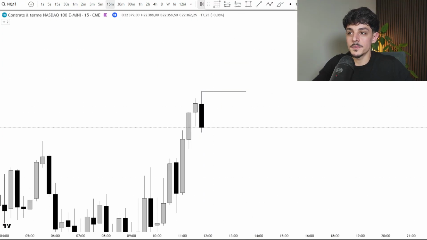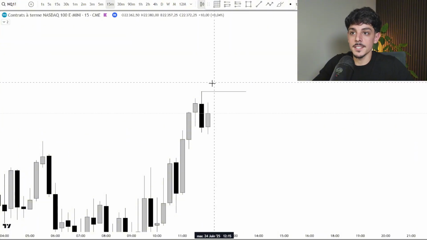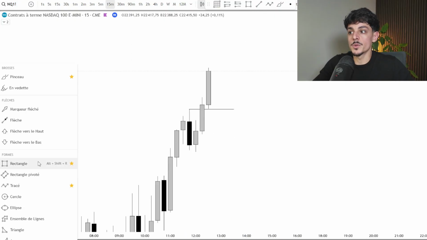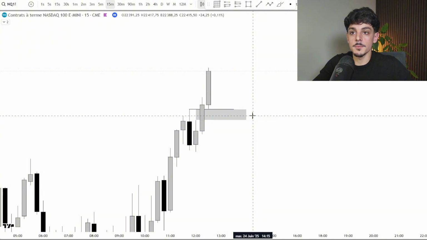Right here I'm on a 15-minute chart on the Nasdaq, and I can see that we have a buy side liquidity pool just above me. And what happens after is that we sweep this buy side, but we also create a bullish 15-minute fair value gap.